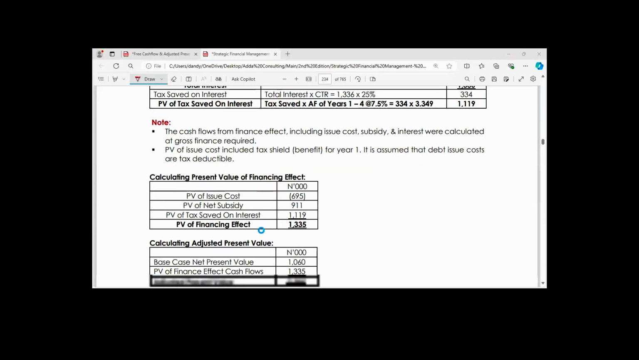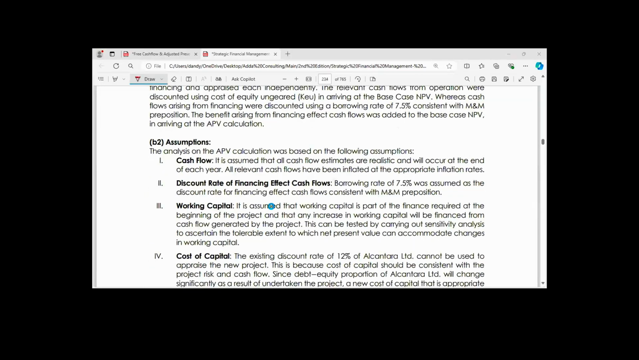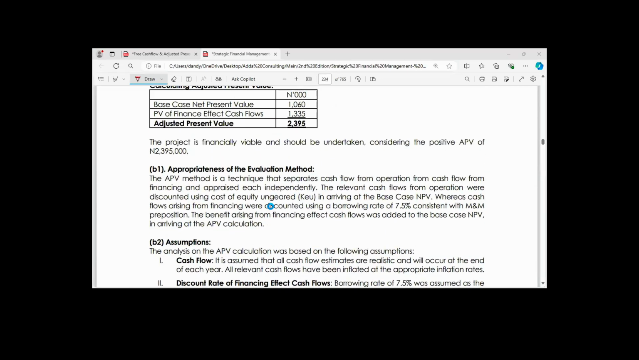Let me just use my golden book to explain that, to just show you. Where are we? Let me share my screen. Okay. Let me see. Yes. So you can see from here. So the APV method is a technique. So you know all of this. I've already explained that earlier today.